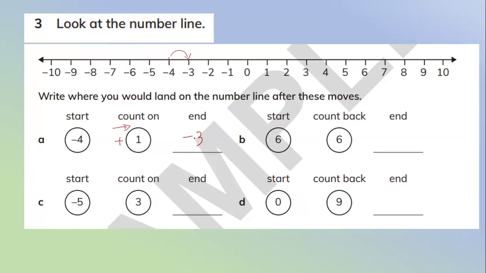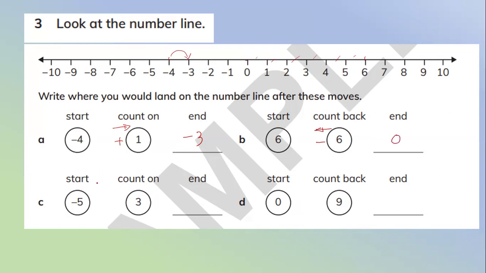Part B, we start from 6. Count back is negative and we have to go to the left. To the left 6 units. From 6 and to the left 6 units is 1, 2, 3, 4, 5, 6. It is 0. We reach 0.